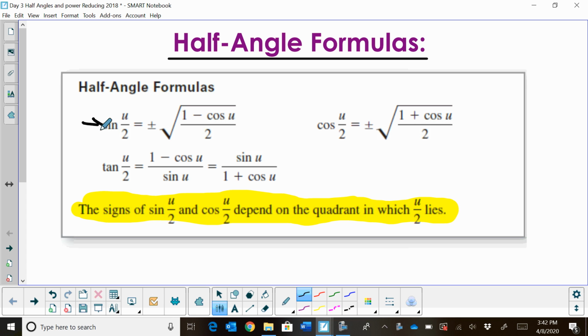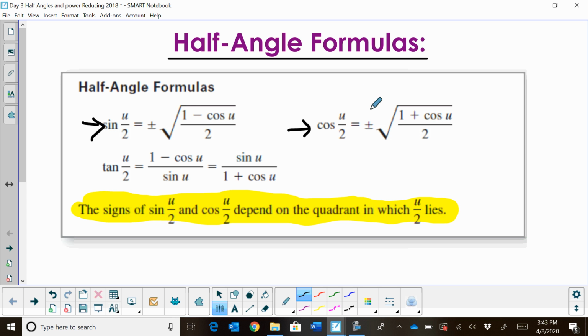The sine of a half angle is equal to plus or minus the square root of the whole quantity, all under the radical, 1 minus cosine u all over 2. Cosine's half angle is equal to positive or negative the square root of 1 plus cosine u all over 2. All this quantity is under the radical.